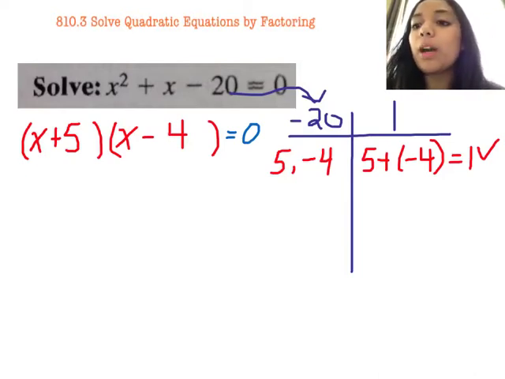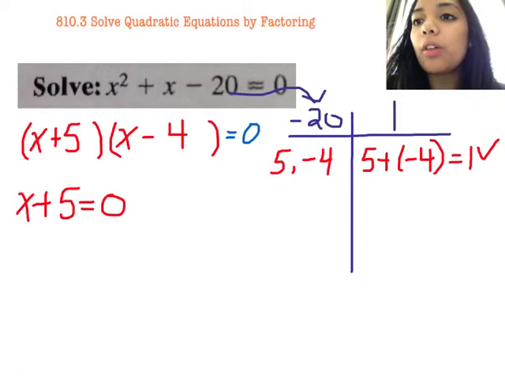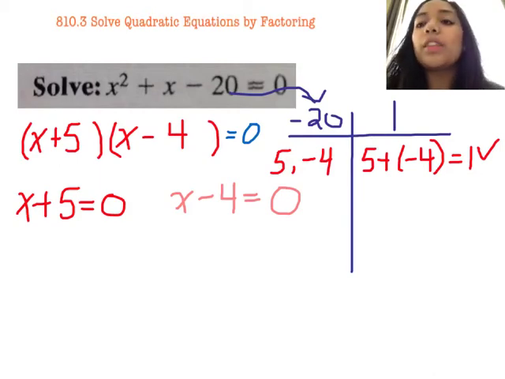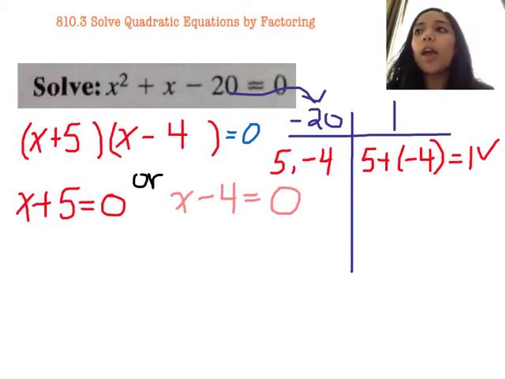Basically, you're going to split them up. So I'll have x plus 5 equals 0. And then I'm just going to use a slightly different color so y'all can visually differentiate it. Okay, x minus 4 equals 0. So what this means is this is x plus 5 equals 0, or x minus 4 equals 0.